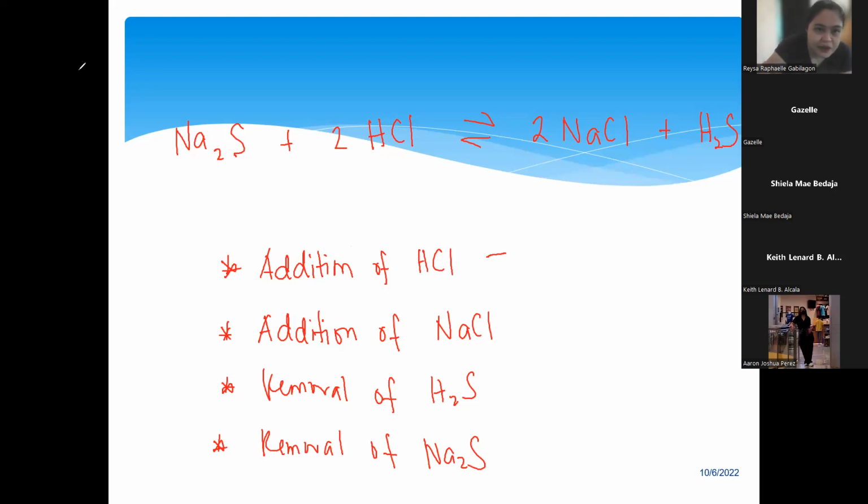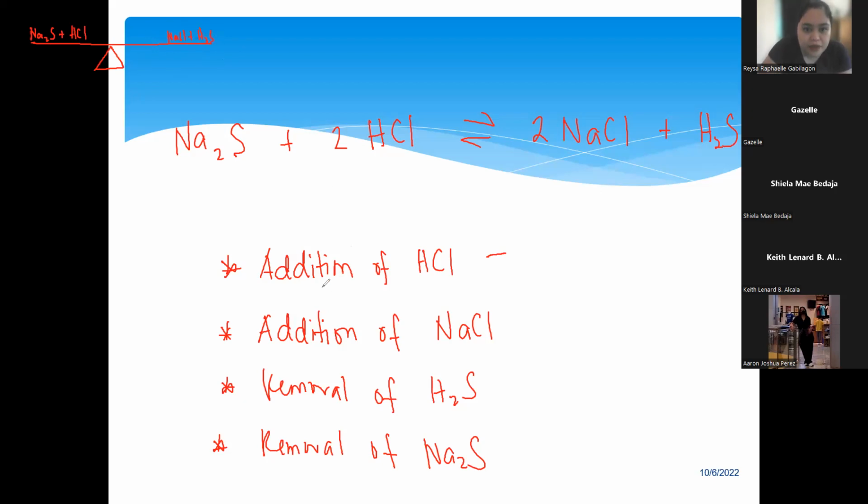Let's see. Okay, so this one is our equilibrium here. Dalawang reactant ito ha. So sabay sila dito, class. Sabayan sila dito, dalawa. And sabay din silang dalawa dito.